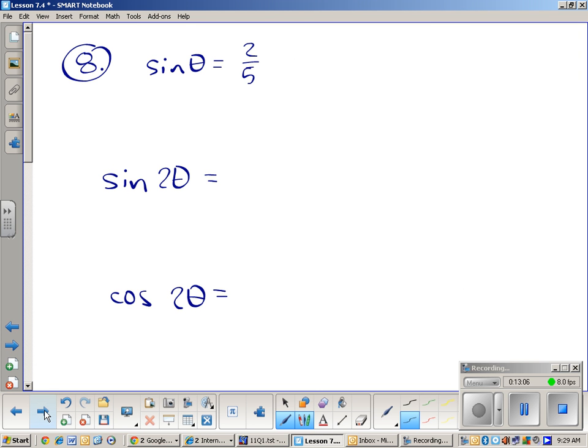Okay, number 8. It says sine theta equals 2/5, and they want to know what the sine of 2 theta and the cosine of 2 theta is.